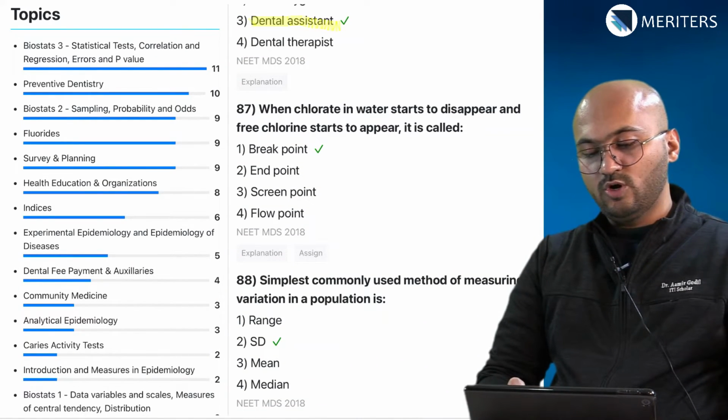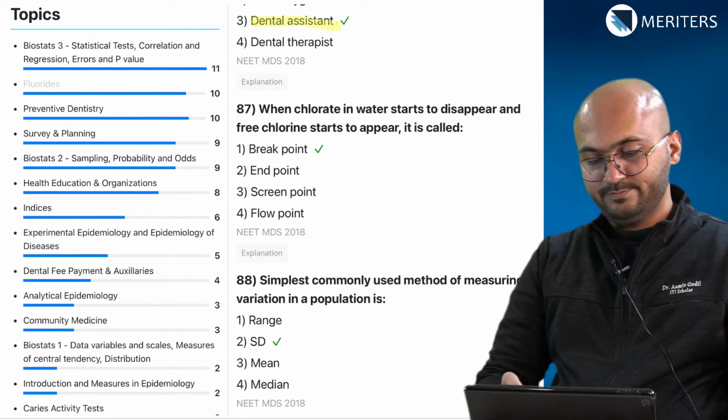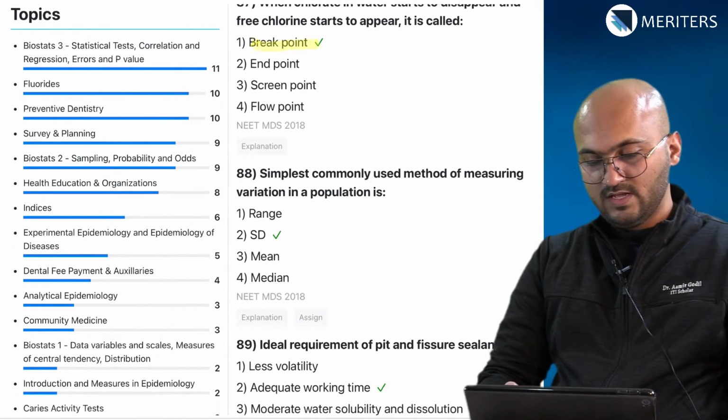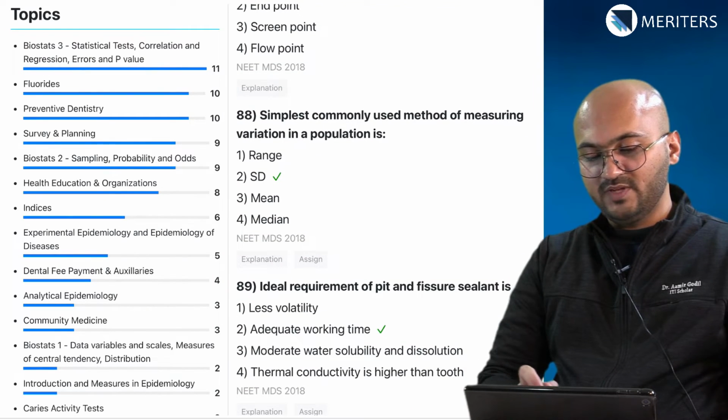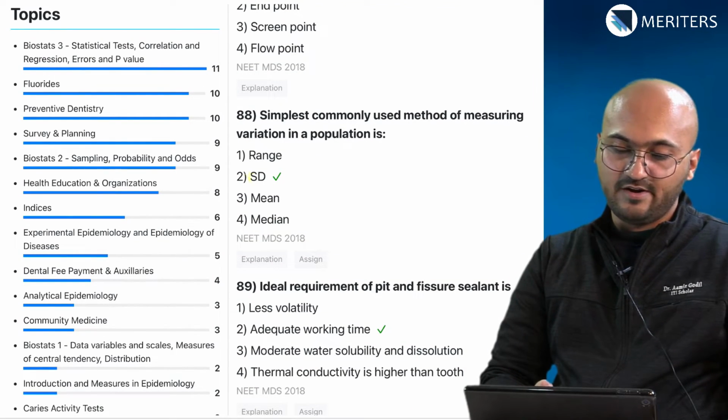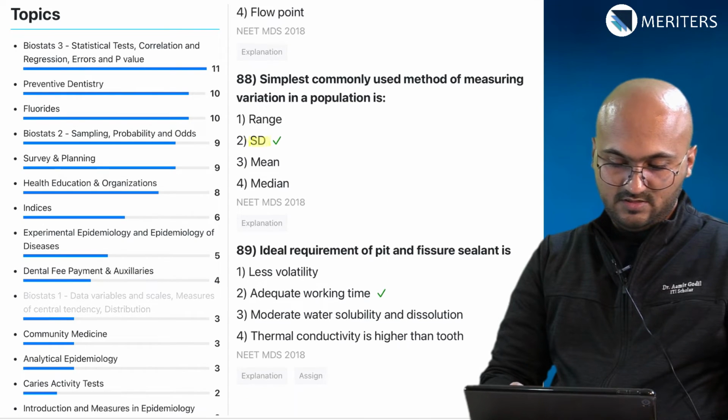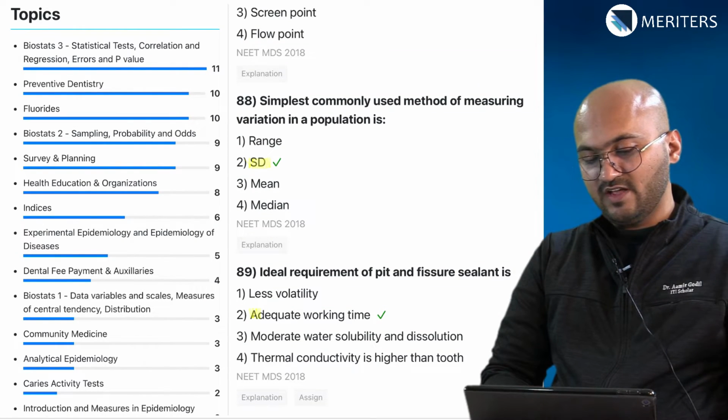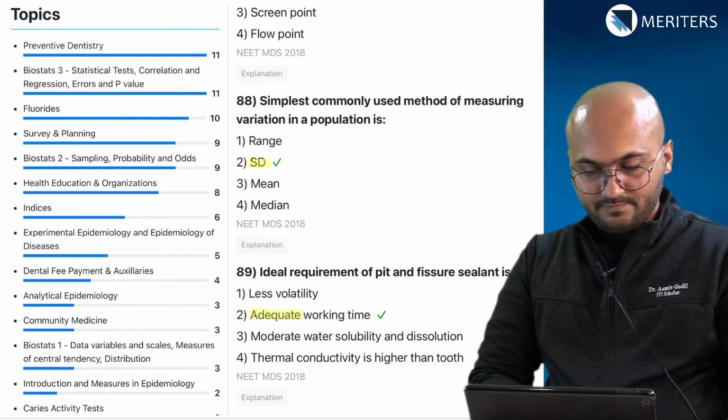When chlorate in water starts to disappear and free chlorine starts to appear, it is known as break point. Simplest commonly used method of measuring variation in a population is standard deviation. Ideal requirement of pit and fissure sealant: it should have adequate working time.